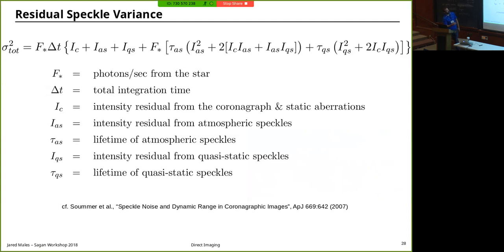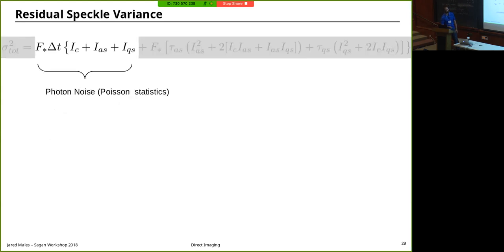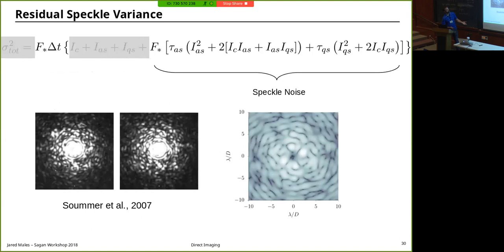And then there's these lifetimes, which is the lifetime of a speckle from the atmosphere. If you're on the ground, this is 0 in space. And the lifetime of what we call quasi-static speckles. So these are speckles from the instrument. This is these imperfect optics that hang around for non-zero amounts of time, but not infinite. Because if it was infinite, we would just calibrate them and subtract them and move on with life, but they change. And so they have a lifetime. And this is just that photon noise that everybody kind of understands and is comfortable with. But this is the speckle noise.